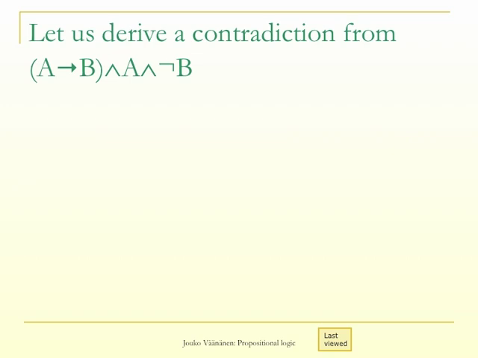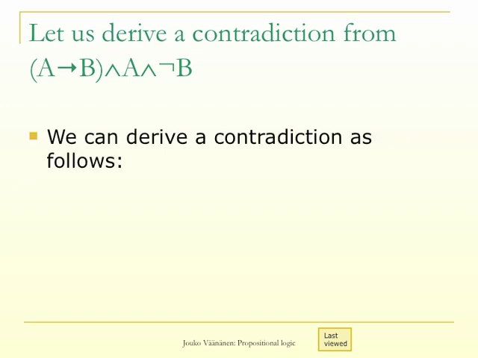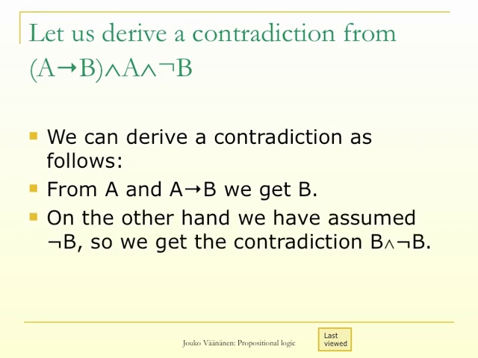Let us practice deriving a contradiction from given assumptions. We derive a contradiction from (A implies B) and (A and not B). Intuitively, we have a contradiction because from A implies B and A we get B. And on the other hand, we assume not B, so we get the contradiction B and not B.